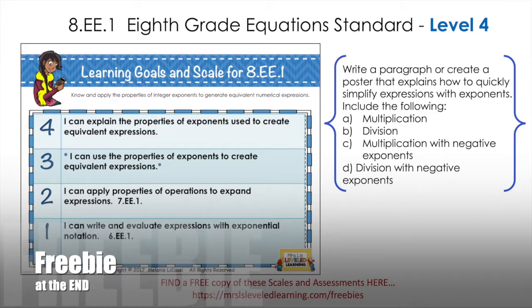Hopefully this has given you some really good ideas about how to use a scale in your classroom and how to introduce a new standard to students so that you can access their background knowledge and help them build some confidence for the expectations of a new year.